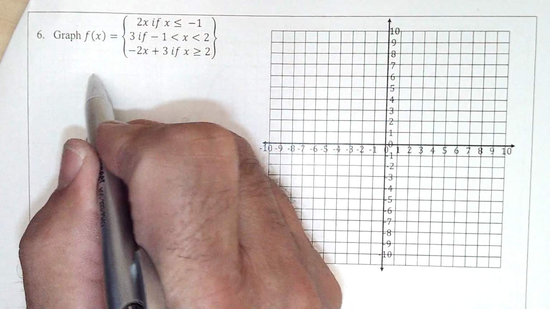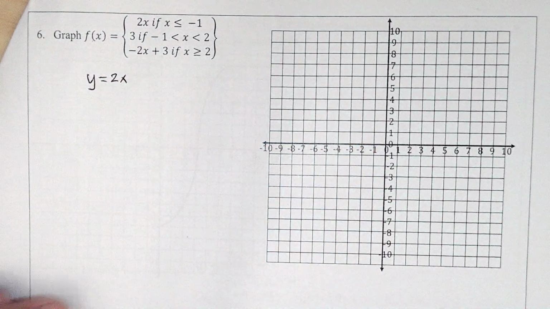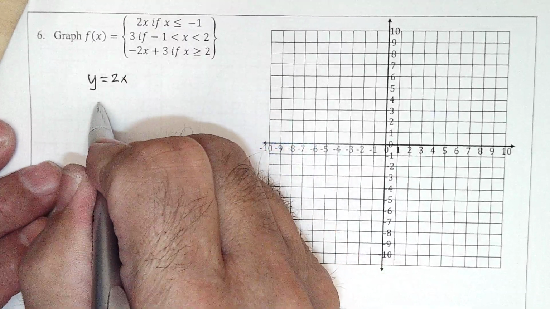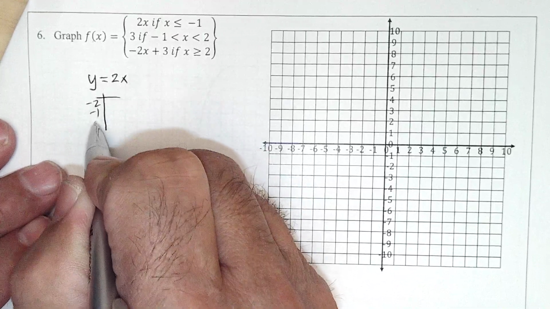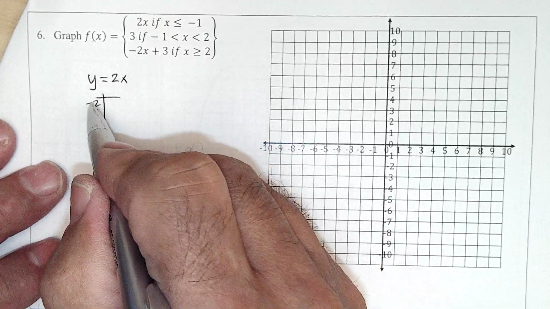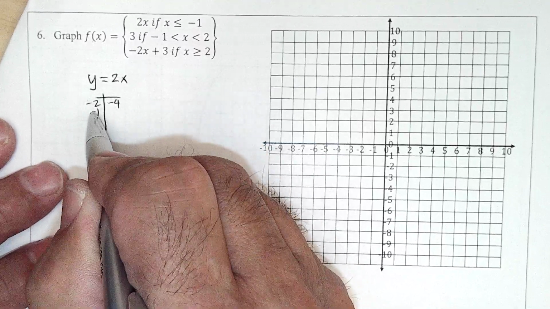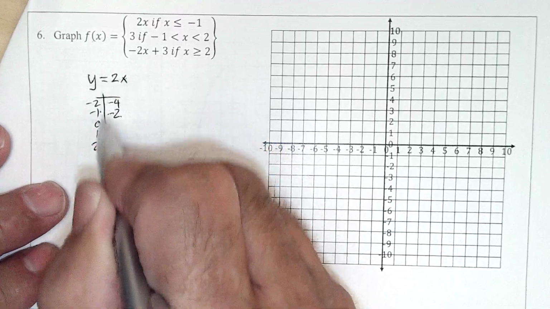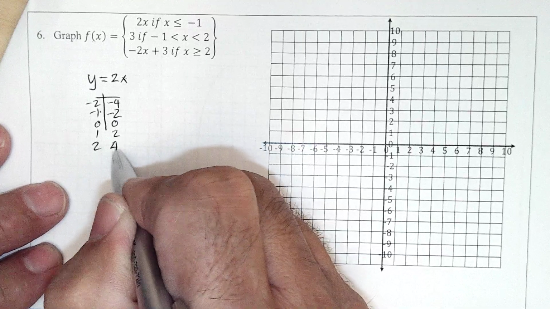Y equals 2x. Some people don't know how to draw that. That's just a line, and if you're struggling with it, make yourself a little table. Put in like -2, -1, 0, 1, 2. 2 times -2 is -4. -1 times 2 is -2. 0 times 2 is 0. 2 times 1 is 2. 2 times 2 is 4.